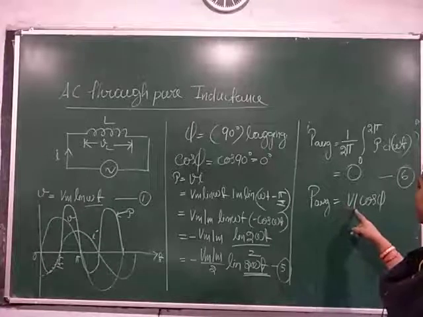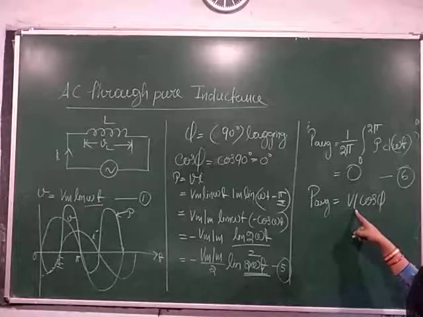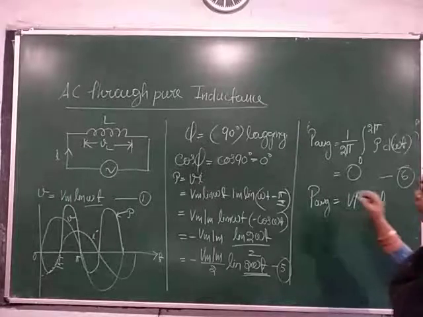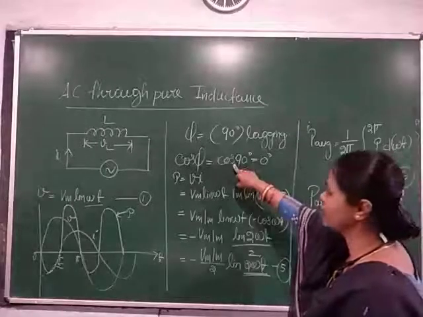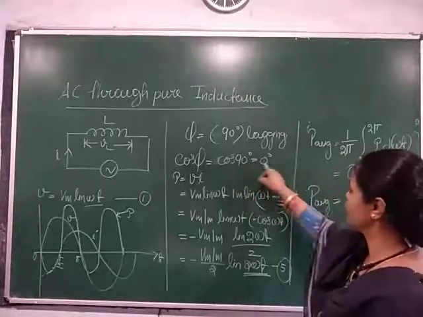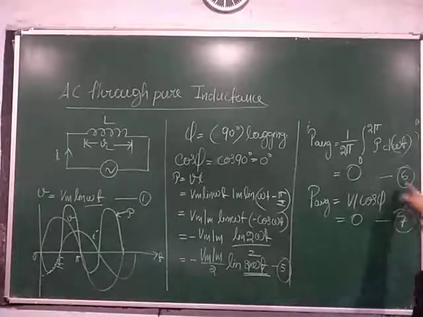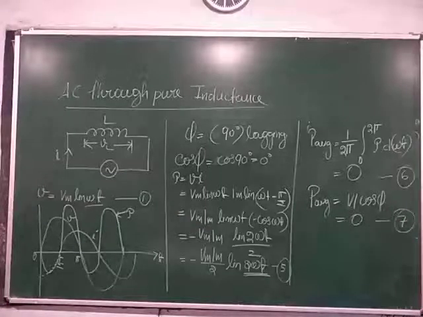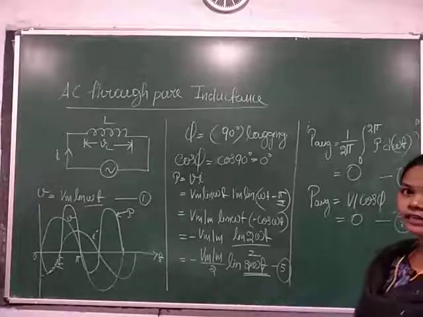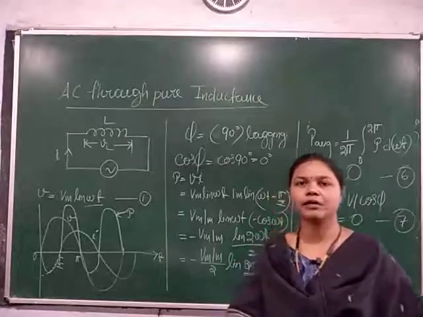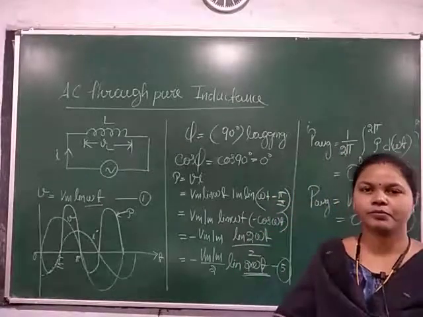V and I are the RMS values of voltage and current. And cos phi we already got for the inductive case, power factor is 0, so it is 0. Equation 7. From equation 6 and 7, students, you are very clear that in a purely inductive circuit, the power consumed is 0.